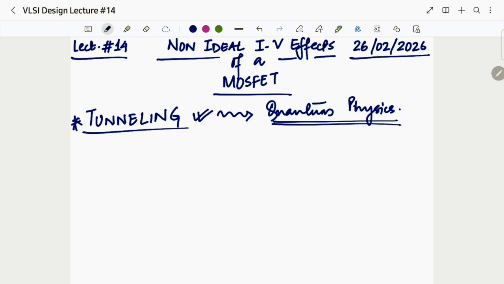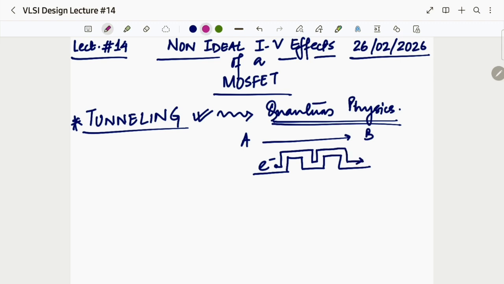What was it? That we have an electron, and let's suppose there are some barriers in its path, and that electron has to reach from point A to point B. So instead of the electron traveling and facing all the obstacles in this way, what is supposed to happen? That the electron will tunnel through this. So I'm talking about that tunneling, but of course I'm talking about tunneling in MOSFET due to non-ideal IV effects. So we will check on that part.